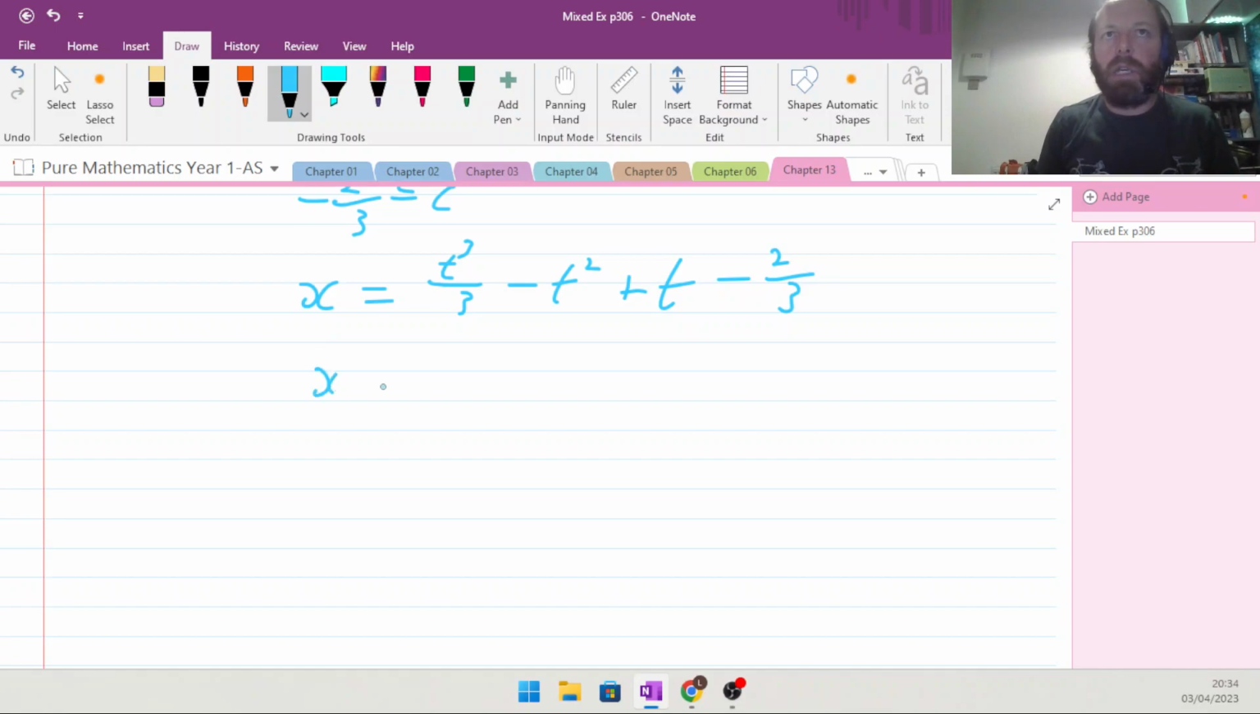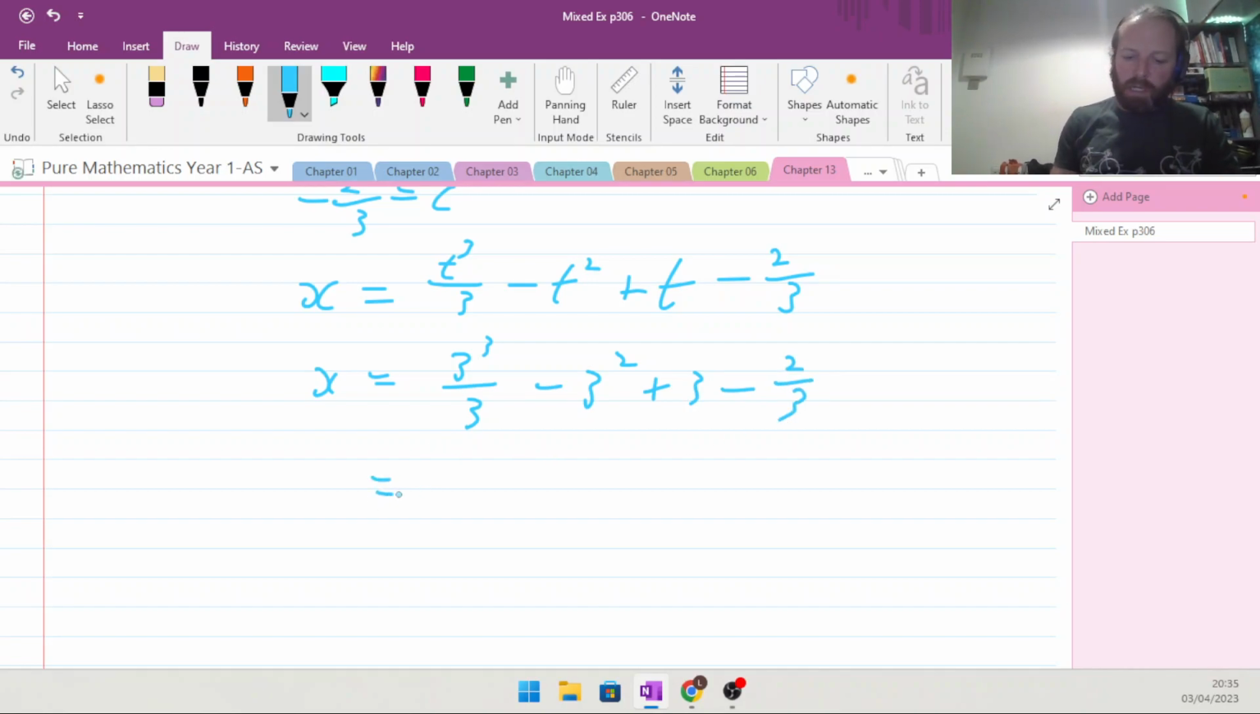So x equals 3 to the third divided by 3 minus 3 squared plus 3 minus 2/3 equals, and again into a calculator with all of that in just one go, so that it's just done nice and quickly. 3 squared plus 3 minus 2/3. There we are, 7/3. Okay, I think that's all it needed. Good. Now on to question 6.